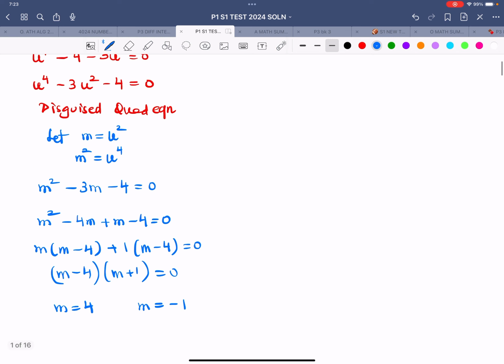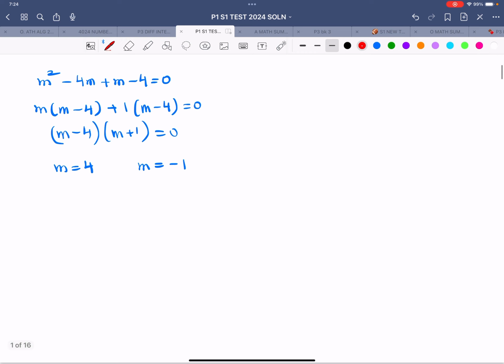But wait a minute, what is m equal to? m equals u squared. So u squared equals 4, u squared equals negative 1. We will reject this answer because we cannot take the square root of a negative number. So therefore u squared is 4. Therefore, u is positive 2 and negative 2.